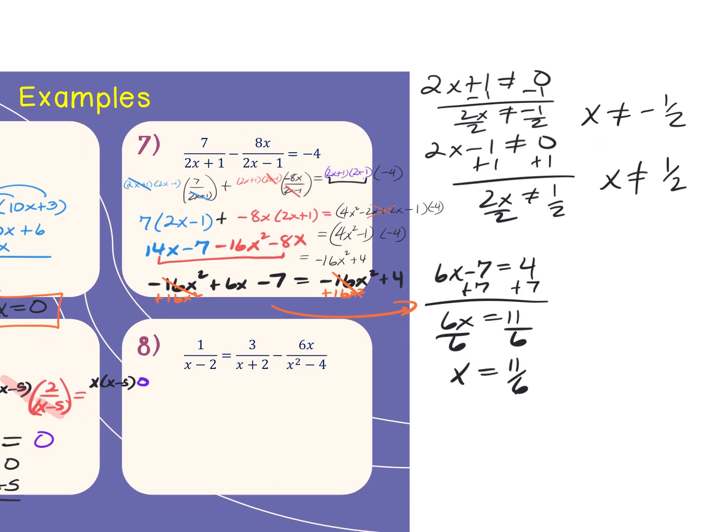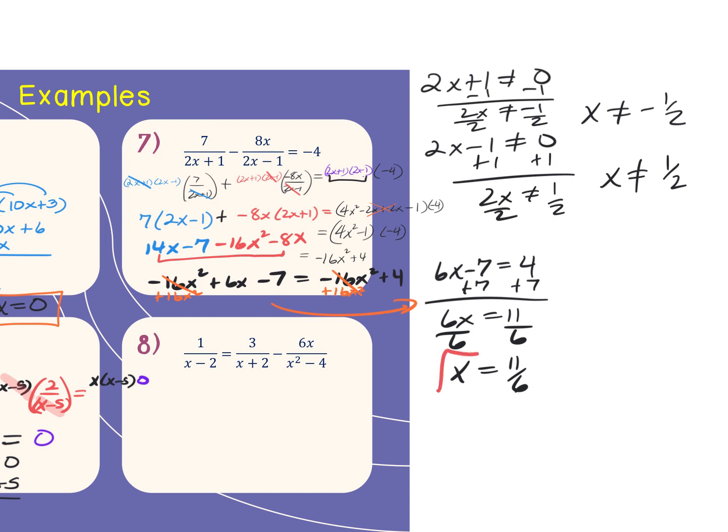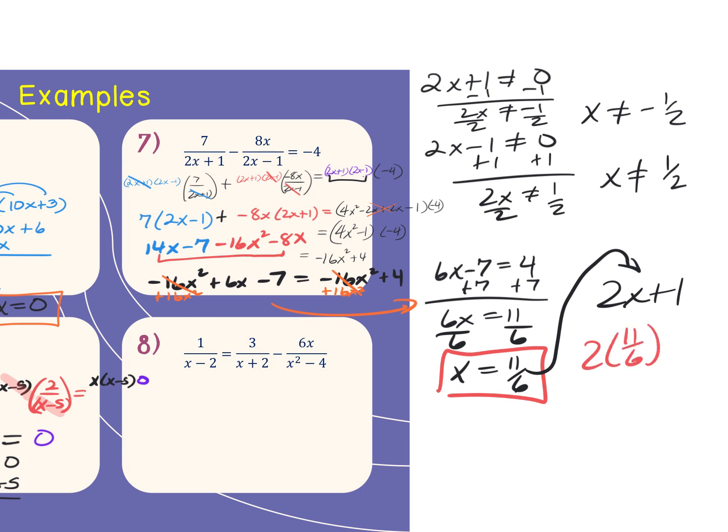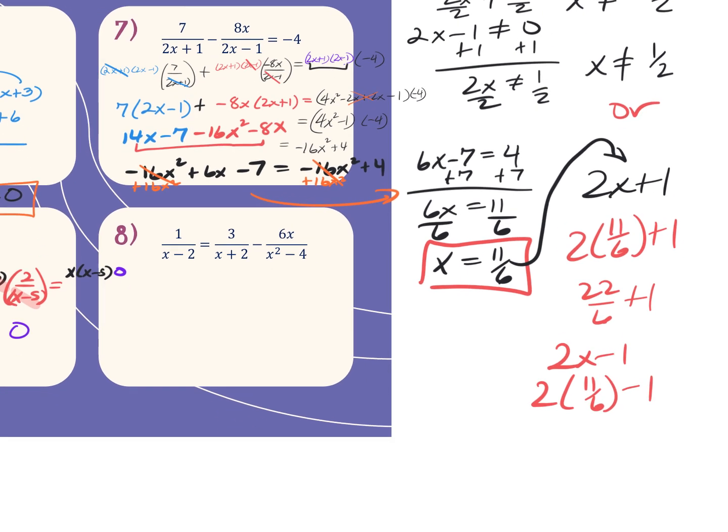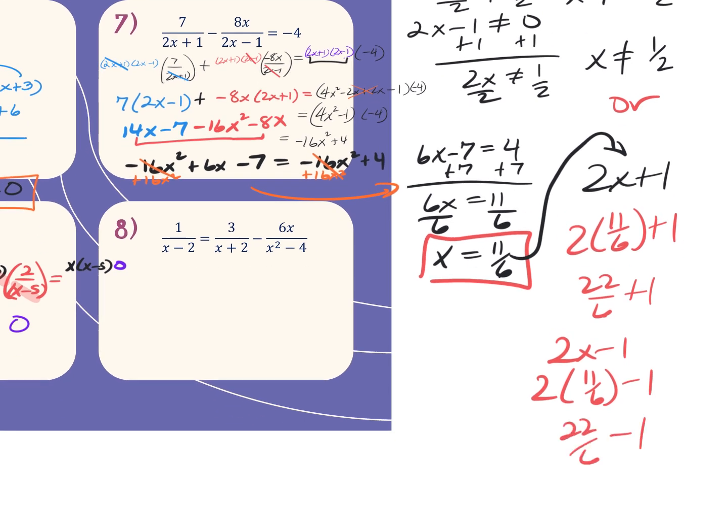So this is one way you can do it, or we take our two denominators, the 2x plus 1, replace this, 2 times 11 over 6 plus 1. Well, this is going to give me 22 over 6 plus 1. It's not 0. So it works there. This is the other way to do it. And then take the 2x minus 1, 2 times 11 over 6 minus 1, 22 over 6 minus 1. Again, it's not giving me 0, so this is a good answer.